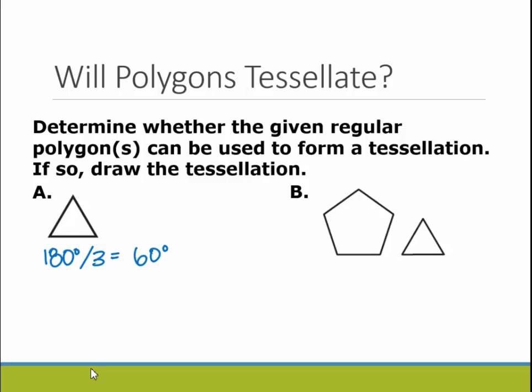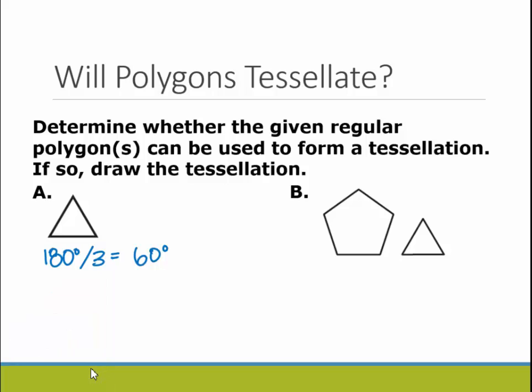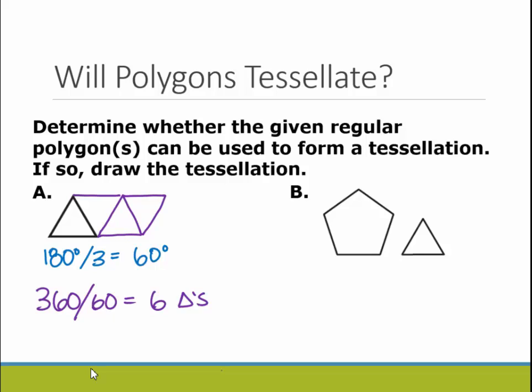So is there a way for 60 to fit into 360? Because remember, they have to make that 360 degrees so there's no gaps or overlaps. So 360 divided by 60 means that we need 6 triangles together to make a tessellation. And we've seen this picture a few times, but if we were to draw it, it would look like this. We keep going all day long with this, and then even if we wanted to put one on top of here, we draw it like this so that we could have a backwards one there and then another one there.